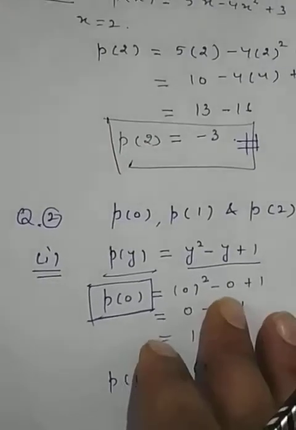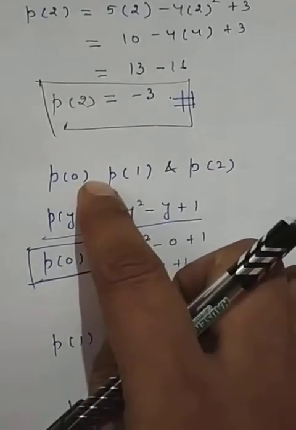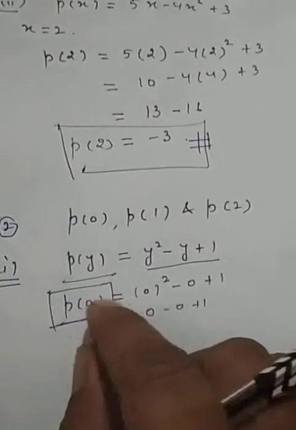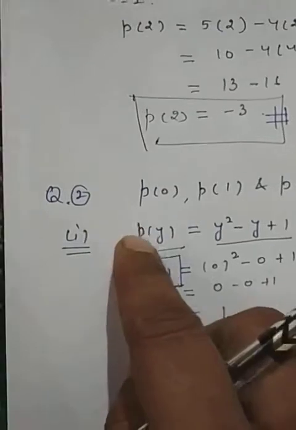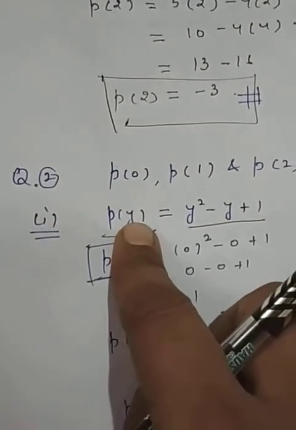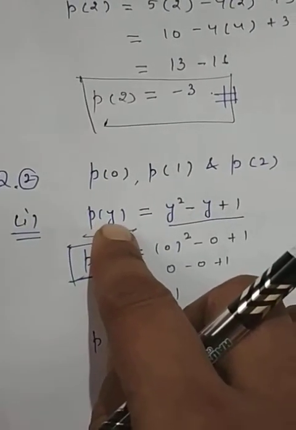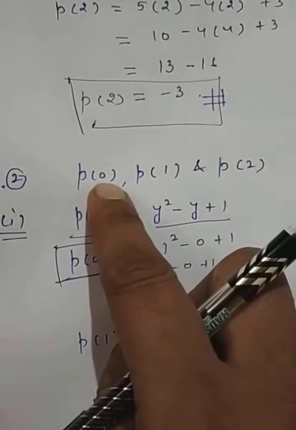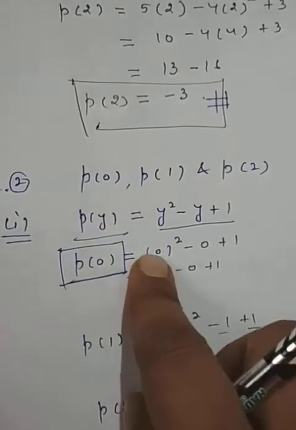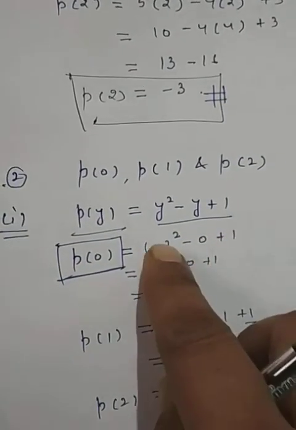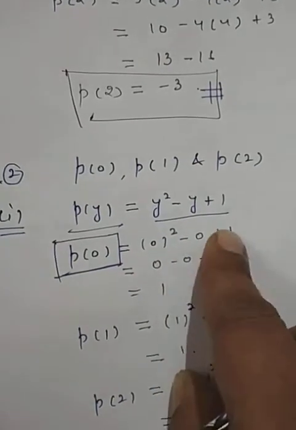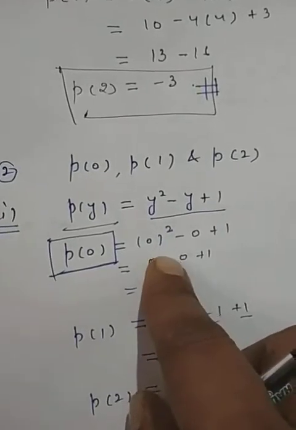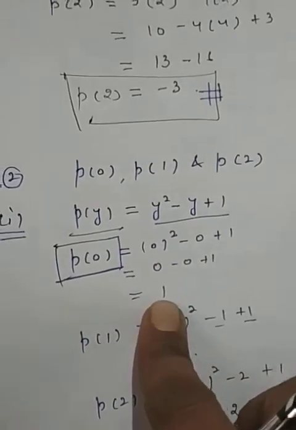Okay, now let's go for question number 2. We have to find p(0), p(1) and p(2) for every polynomial in every part of the question. Now question number 2 part 1, p(y). P(y) means polynomial in variable y. It is given y square minus y plus 1. Now first you have to place y equals 0. p(0) is equal to 0 square minus 0 plus 1. 0 square is always 0 minus 0 plus 1. Addition or subtraction of 0 means no change. So final answer is 1.